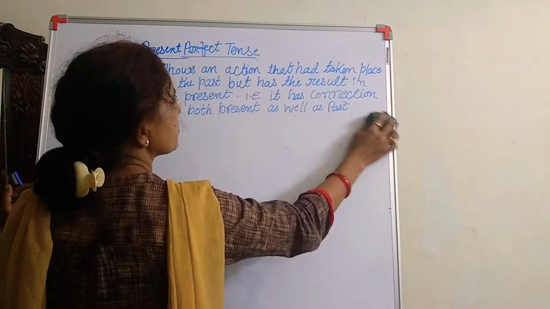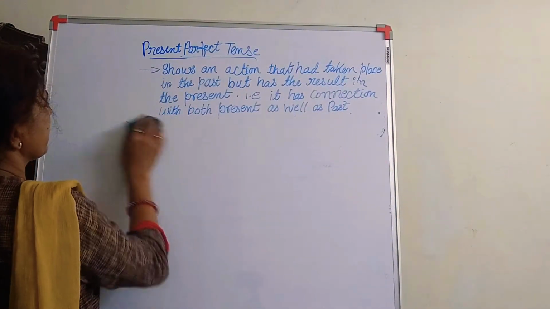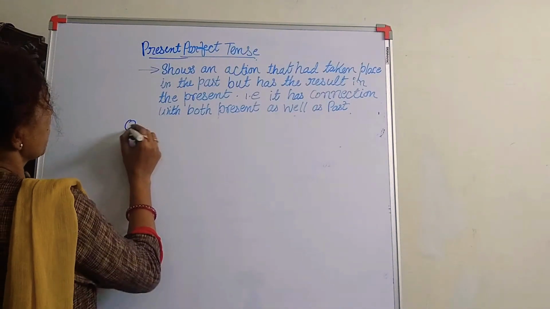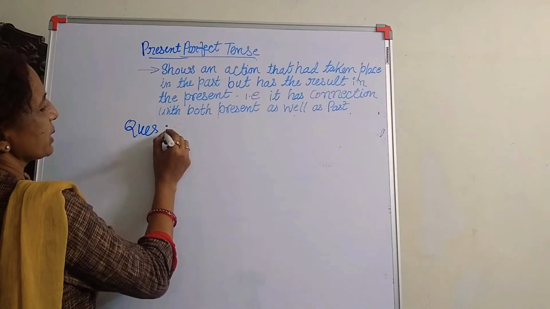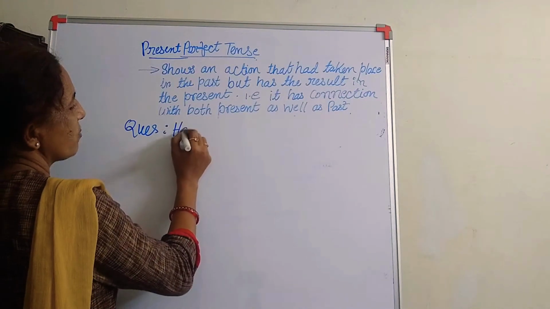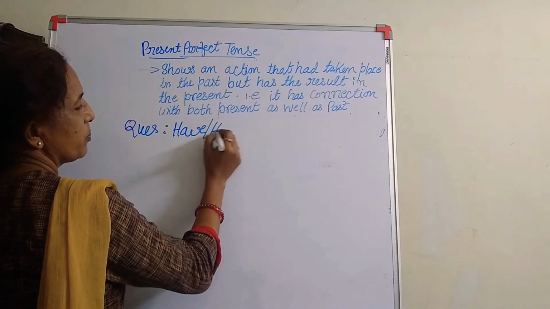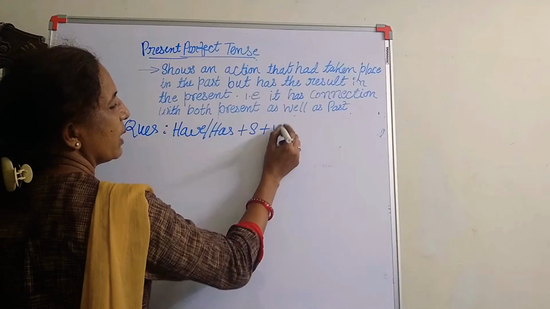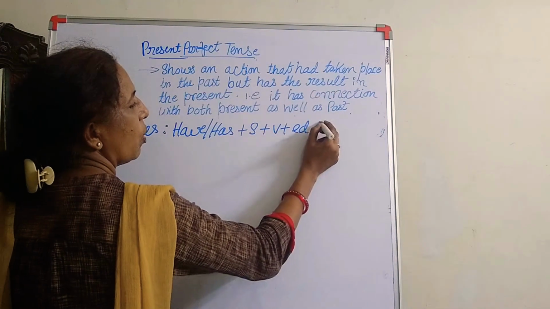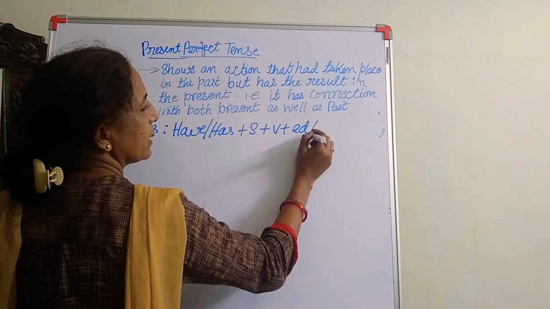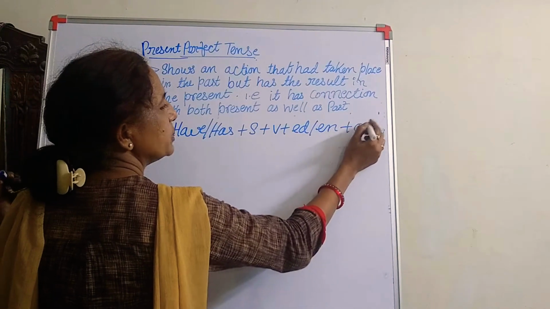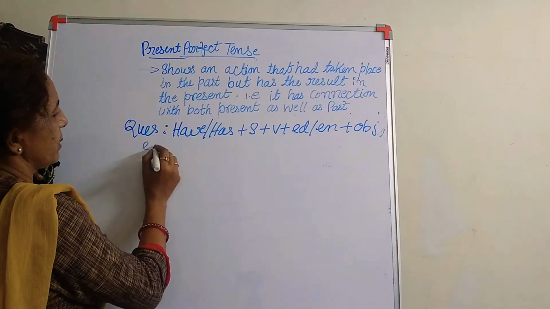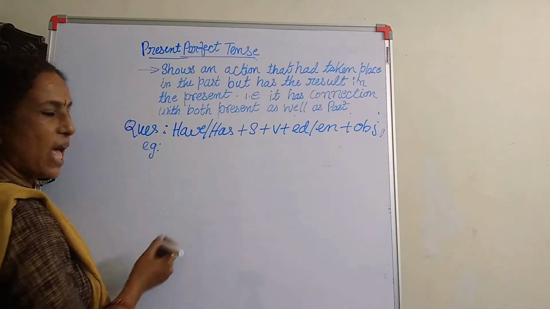How would be the structure for questions or interrogative sentences in present perfect tense? When we ask a question, the structure would be: has or have comes at the initial stage, then the subject plus verb plus ed or en, and the object. This will be the structure. Let's understand with the help of a few examples.